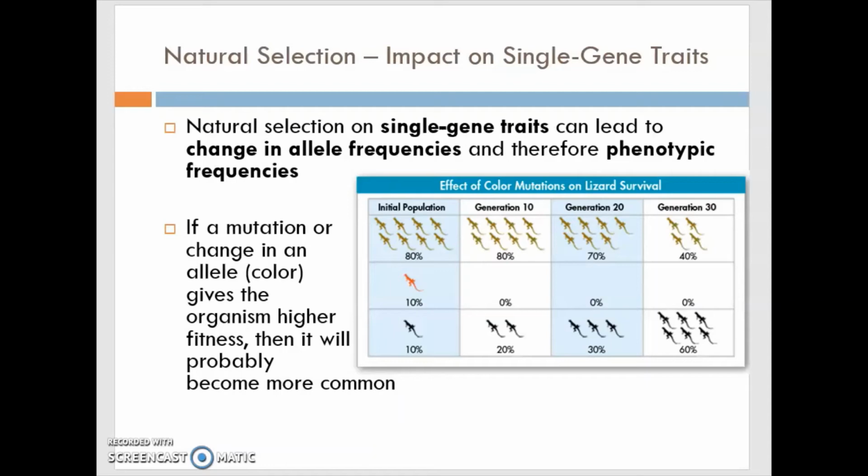When we look at how natural selection impacts different traits, we can look at single gene traits or polygenic traits. Single gene traits are traits controlled by just one gene. Whenever natural selection acts, it changes allele frequencies and therefore changes the phenotypic frequencies. So we're going to see different amounts of each phenotype for that organism.